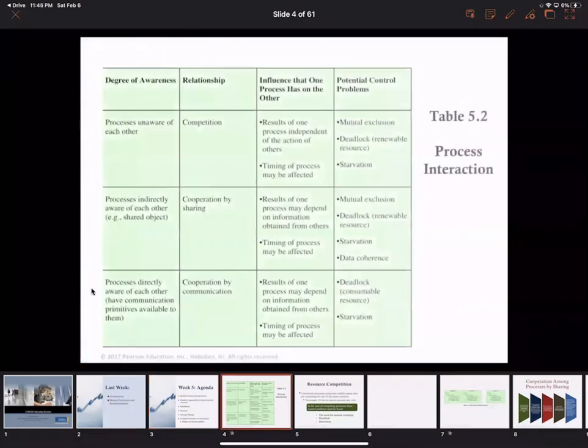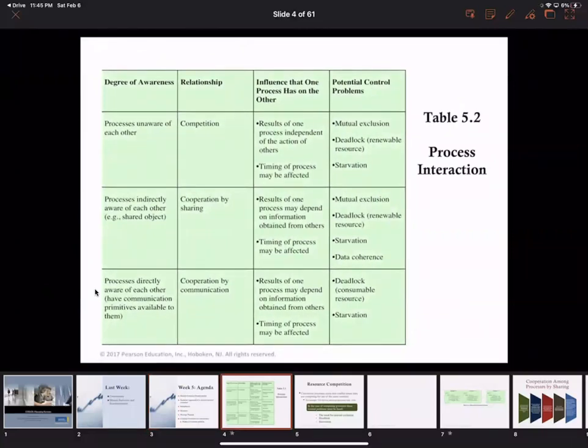As discussed last week, we can classify the ways in which processes interact with each other on the basis of the degree to which they are aware of each other's existence. As we can see in this table, there are three possible degrees of awareness, plus the consequences of each. The first one is processes unaware of each other. These are independent processes that are not intended to work together. The best example of this situation is the multiprogramming of multiple independent processes. These can either be batch jobs or interactive sessions, or even a mixture of these.